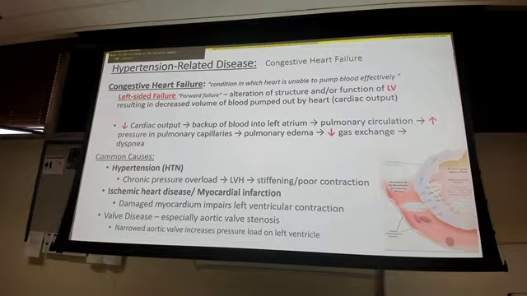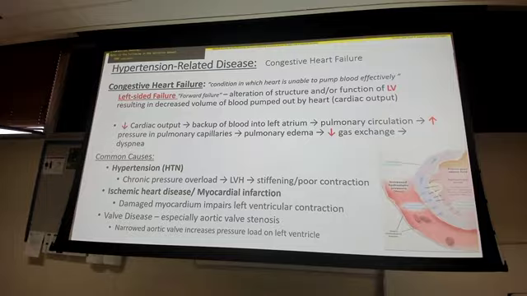So we call this forward failure because the left side of the heart pushes blood to the systemic circulation, right? So it's going forward. If there's something that damages that left ventricle, right? If somebody has a heart attack or they have hypertension that's causing that muscle to hypertrophy, anything that impacts the ability of that left ventricle to function normally, we get this backflow, right? Because it's not pushing out like it should anymore. It's not pushing that blood forward. It's starting to back up.